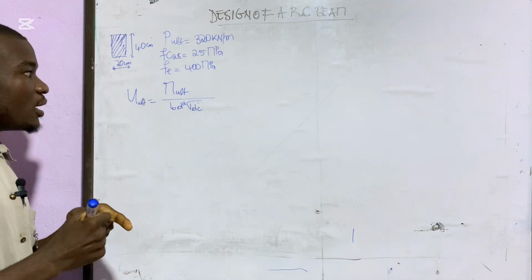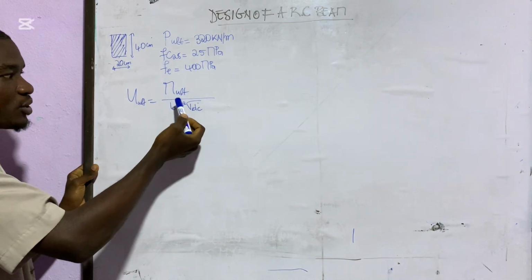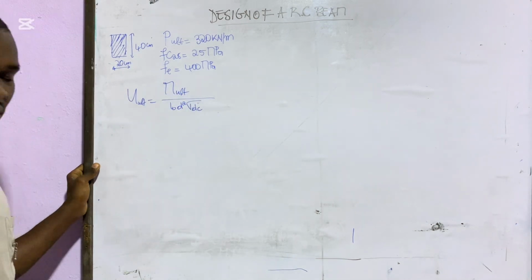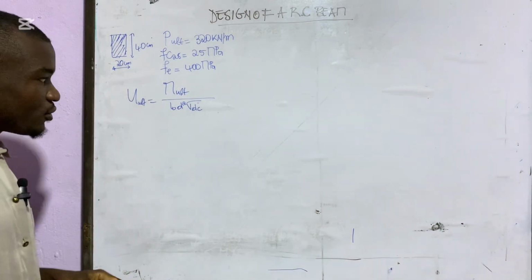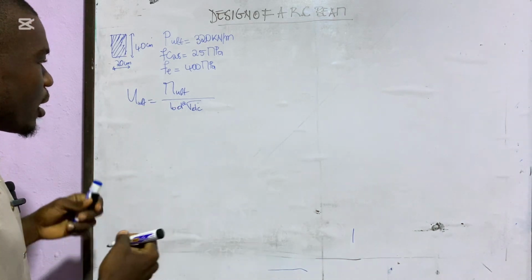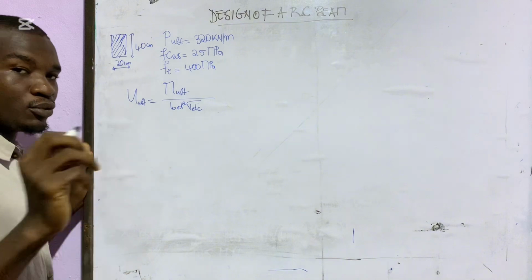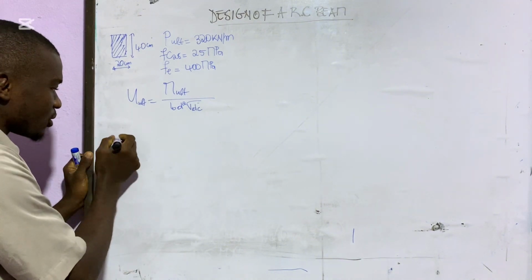Okay, so the first thing you can see in this equation is that we have the ultimate moment and the design strength of our concrete that we don't have. So we will start by looking for the M ultimate. How do we get the M ultimate? The M ultimate will vary as a function of our structure.